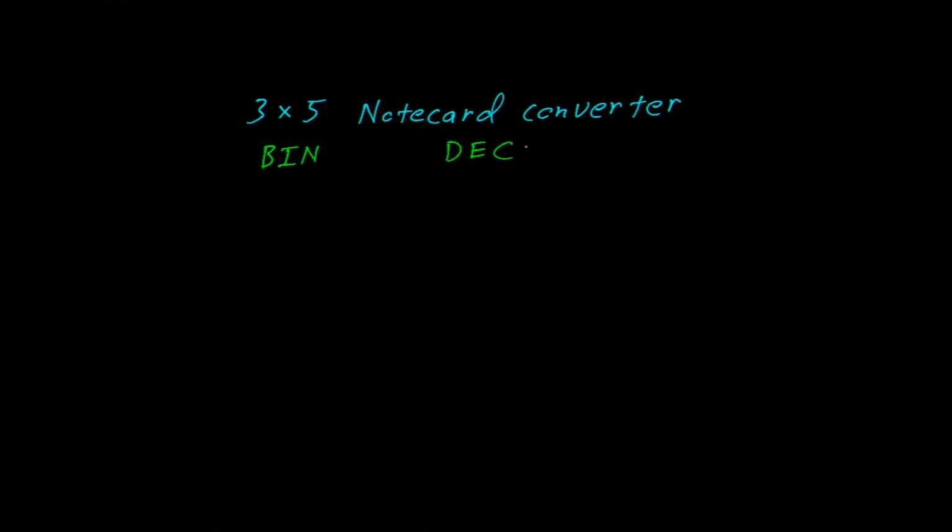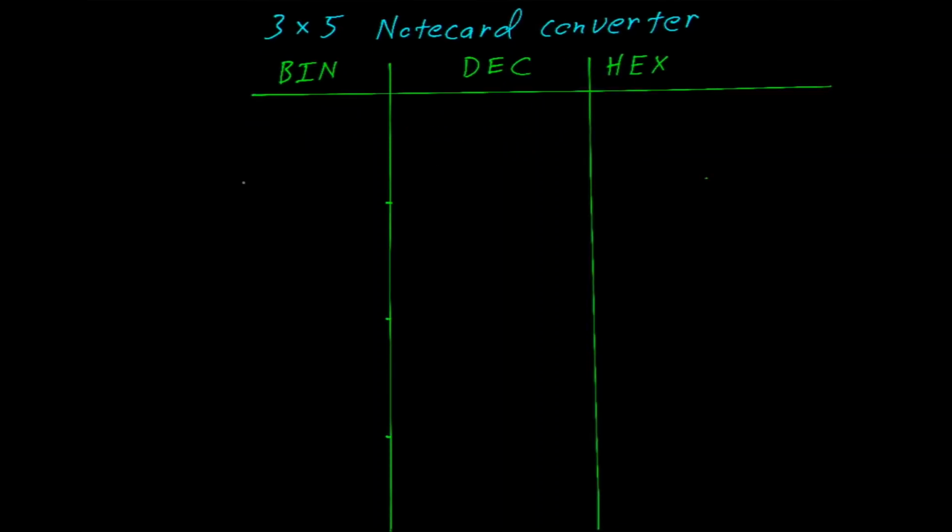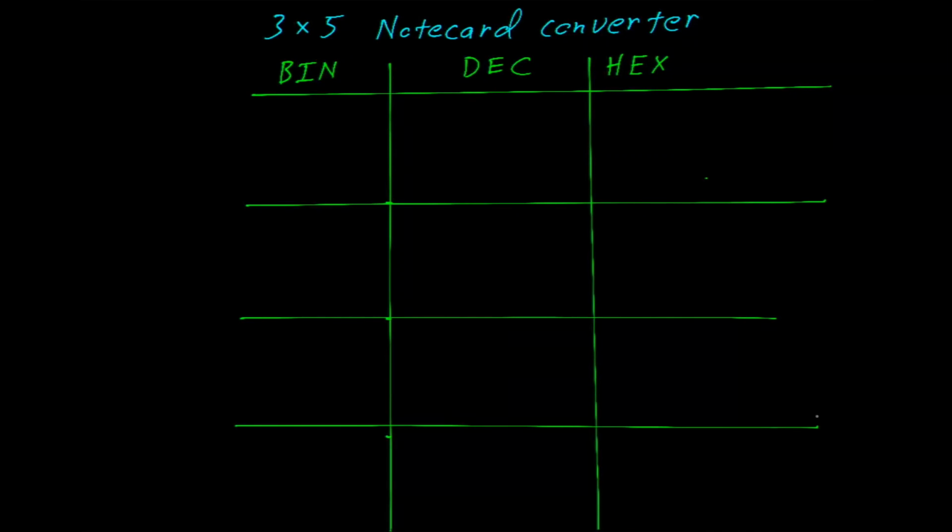While we're reviewing things, did you remember to construct your 3x5 converter? So your 3x5 note card converter. We need a column for binary, a column for decimal, and a column for hex. At this point in the class, we should almost make this a race. How fast can you fill this out? And the answer is it should take you only slightly longer than it takes me. So I'm going to do this in real time. Here we go.